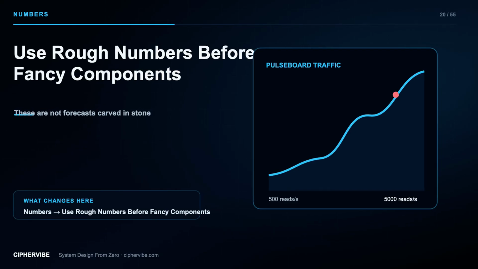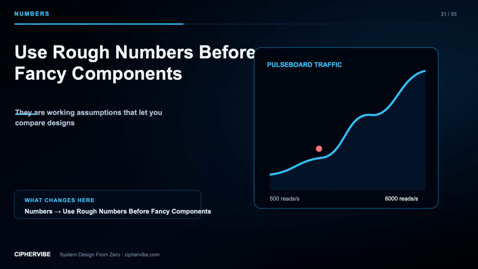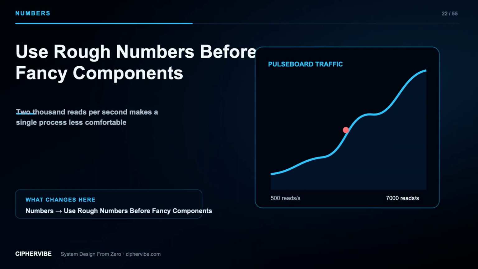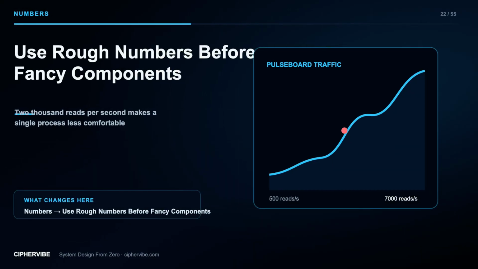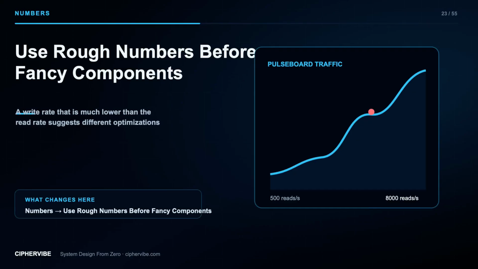2,000 reads per second makes a single process less comfortable. A write rate that is much lower than the read rate suggests different optimizations for publishing and reading. If the team cannot state its assumptions, it cannot explain why it chose replication, a cache, or a queue later.